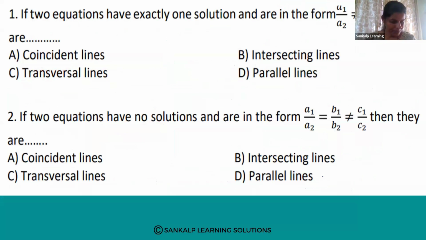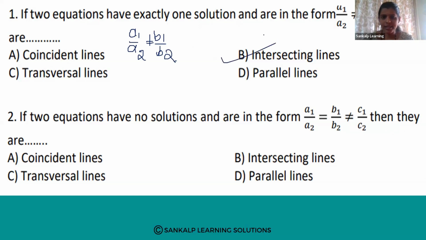Okay. Yes, all are ready? Yes, my dear children. If two equations have exactly one solution and are in the form A1 divided by A2 is not equal to B1 divided by B2, then they are, see, if two lines are A1 divided by A2 is not equal to B1 divided by B2, then they are coincident lines or transversal line or intersecting lines or parallel lines. This is intersecting lines. Okay.